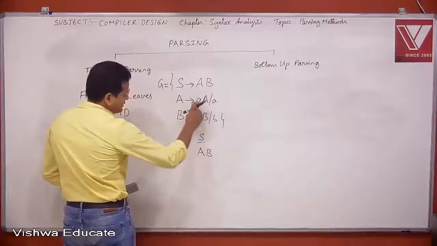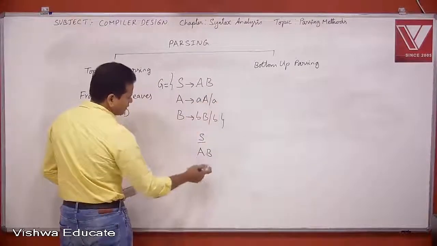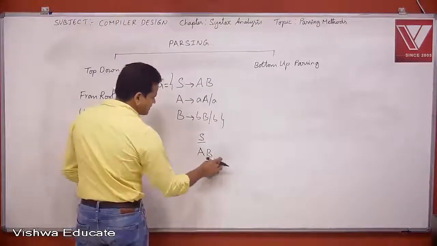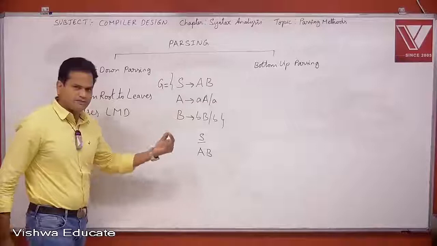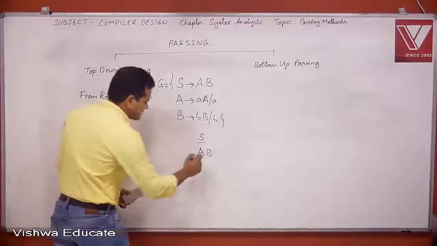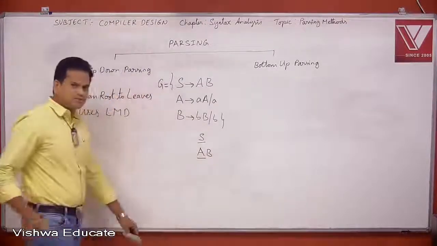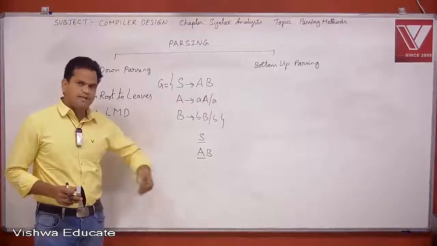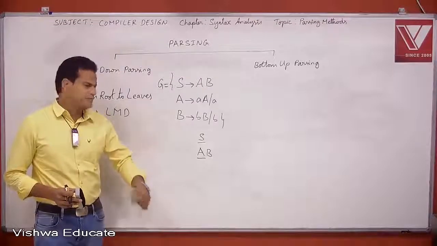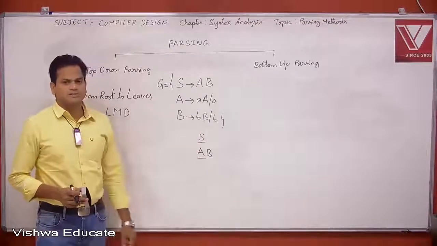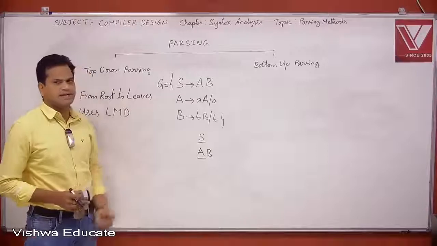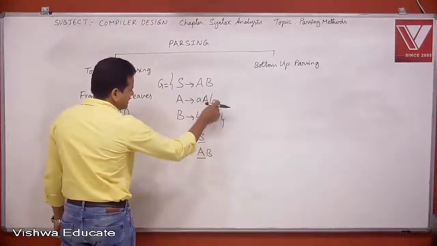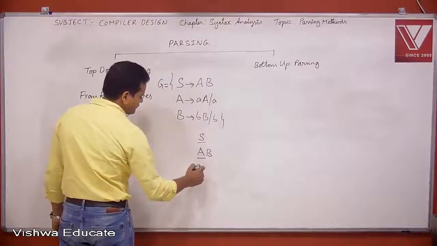Now after this step, in place of A we can go for AA or A, or in place of B we can go for BB or B. But in these two, which one is the leftmost symbol? A is the leftmost non-terminal. So what is LMD? If we apply a production every time to the leftmost non-terminal, that is called LMD, leftmost derivation. So in A place we can apply A or AA. I am going for AA.